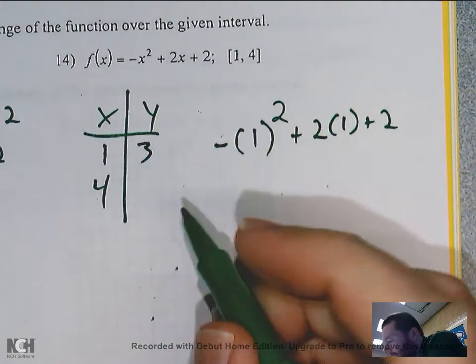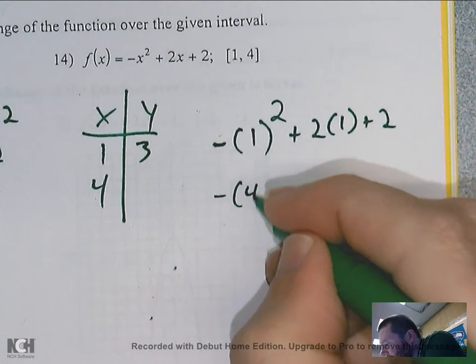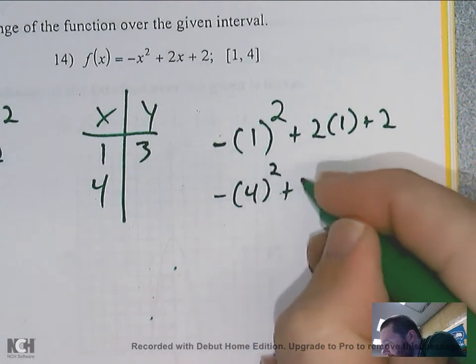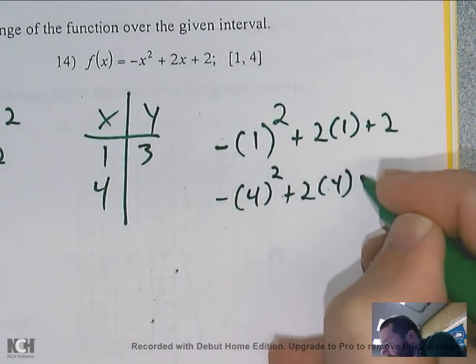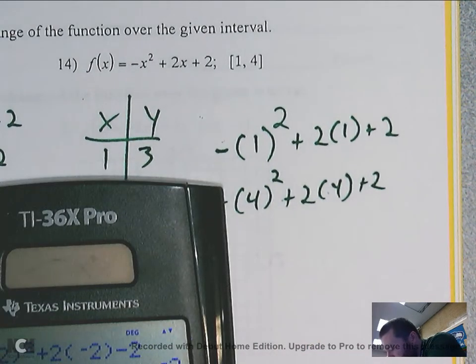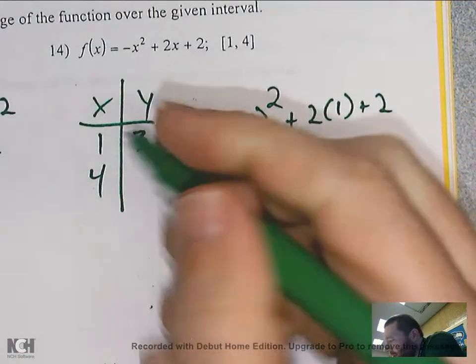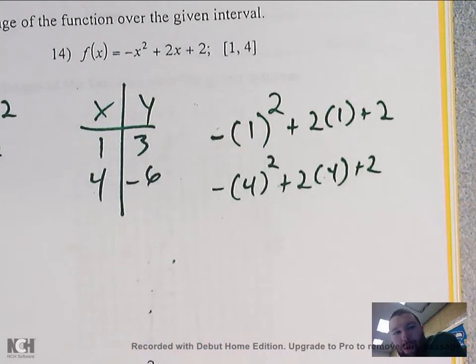Okay? And then you do the same thing with 4. So negative parenthesis 4 squared plus 2 times 4 plus 2. So when we plug it in, negative parenthesis 4 parenthesis squared plus 2 parenthesis 4 plus 2, you get negative 6. So those are my two y values.